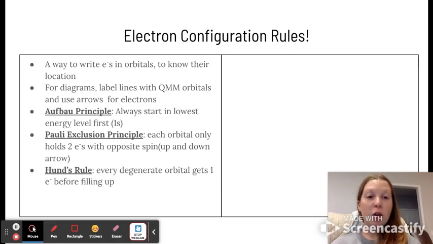And then the last rule is called Hund's rule, and this states that every degenerate orbital gets 1 electron before you fill it up. A couple things with this one. The word degenerate here means equal energy. Those are your orbitals that have more than one shape, like your p, d, and f orbitals. We'll focus on the p orbital, which has 3 different shapes, which means it has 3 lines. What you do is put 1 up arrow on each line before you go back and fill in with the down arrows.